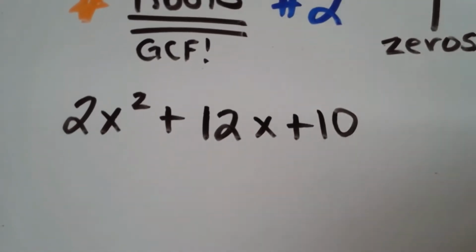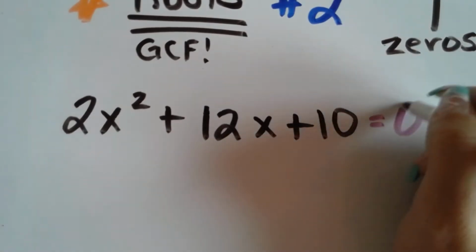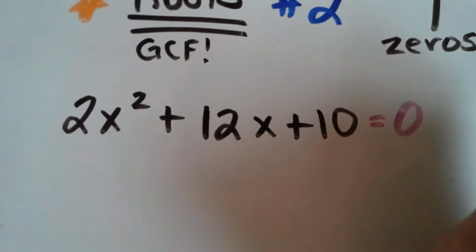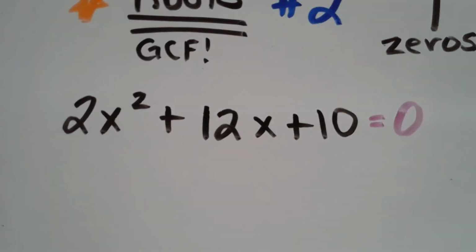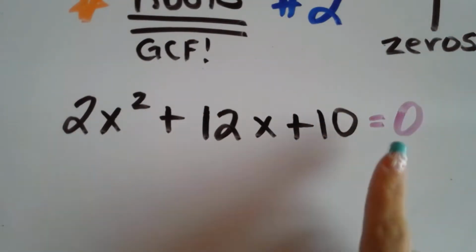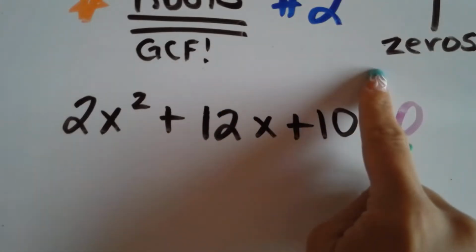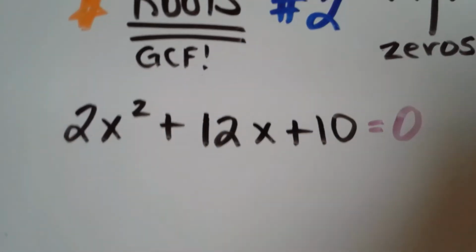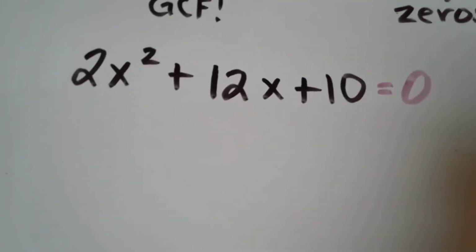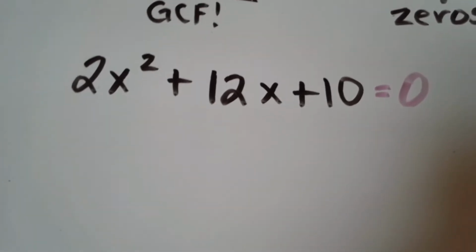And I'm going to tell you about this one. So we're going to go ahead and set this equal to 0. And again, some of your worksheets might already have it equal to 0. No problem. If it doesn't, go ahead and set it equal to 0 so you know what you're doing. You're finding your zeros, your roots, those x-intercepts. Let's go ahead and get into it.